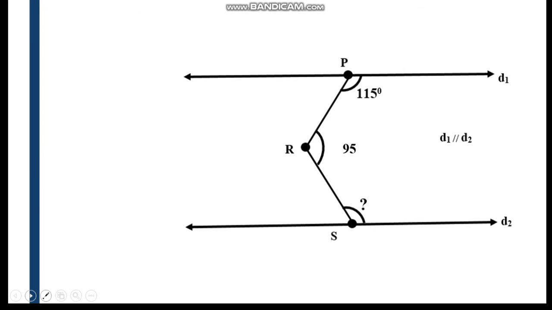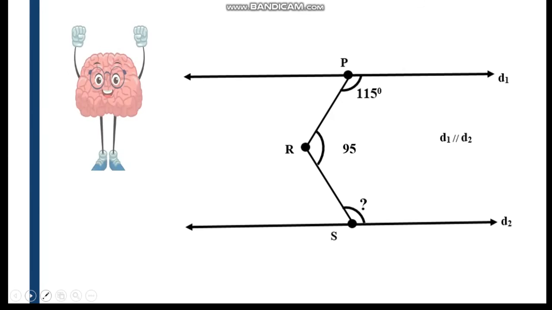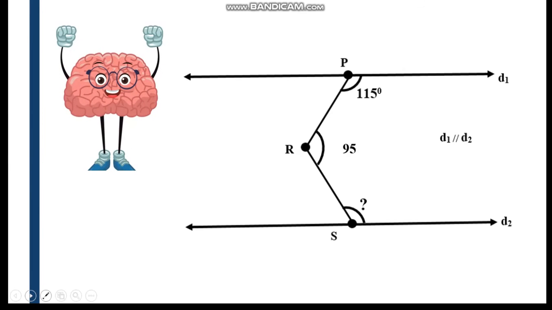Let's look at another question. I think you are saying we did the same thing. Yes, you are right. We will solve these questions like another question that we solved. We will get a half from a line which is parallel to D1 and D2. Let's draw.